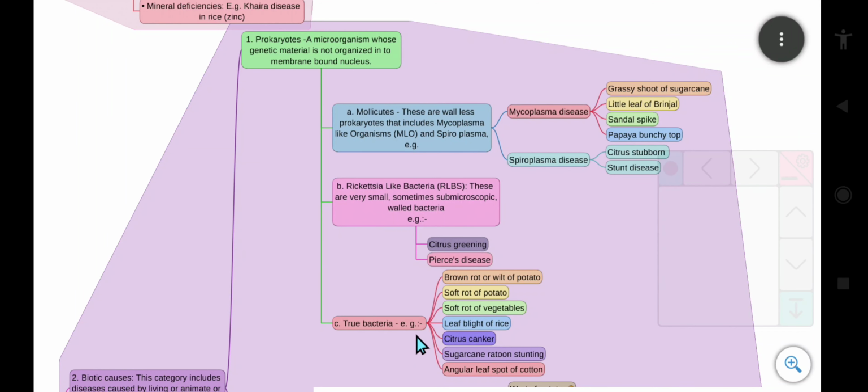Its examples are brown rot or wilt of potato, soft rot of potato, soft rot of vegetables, leaf blight of rice, citrus canker, sugarcane ratoon stunting, angular leaf spot of cotton.